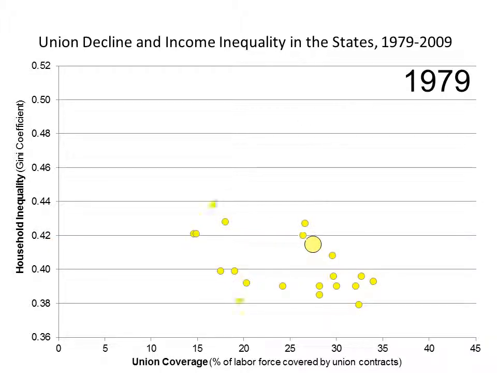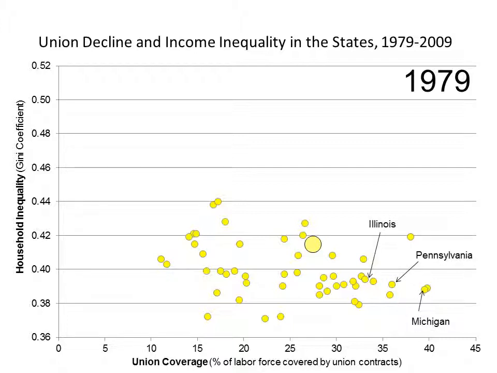The rank of the individual states in 1979, on both inequality and union coverage, varied widely. Urban and industrial states had generally higher union density and lower rates of inequality. The bastions of the right to work South combined low union density and high inequality. And Wisconsin falls here, with a relatively high rate of union coverage and a relatively low rate of inequality.